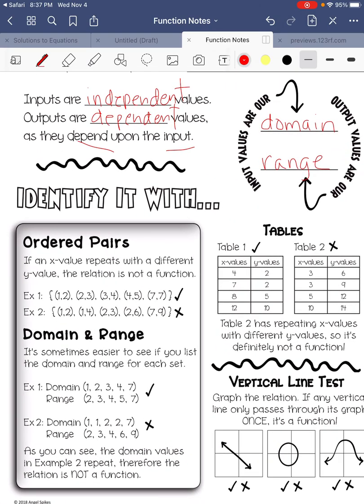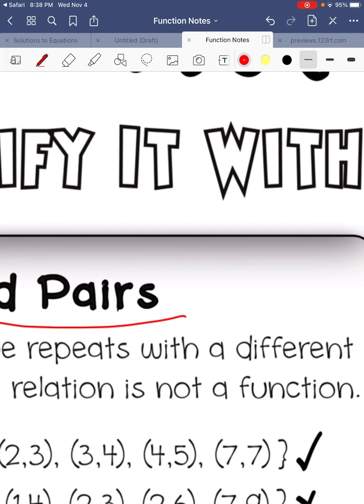Okay, so there's a couple different ways we're going to be looking at data. We're going to be looking at ordered pairs. Okay, and this says here if an x value repeats with a different y value, the relation is not a function. And when we're talking about ordered pairs, this is what we use when we are going to graph. And remember, you learned how to graph on a coordinate plane, and you had your x value, comma, y value, in parentheses. So that's called an ordered pair.